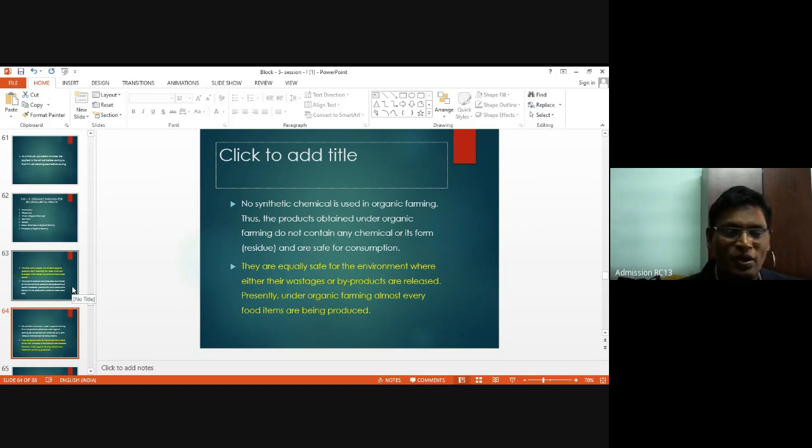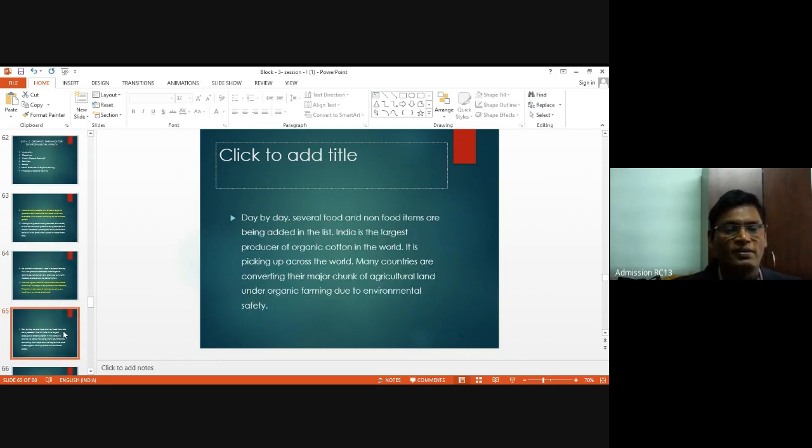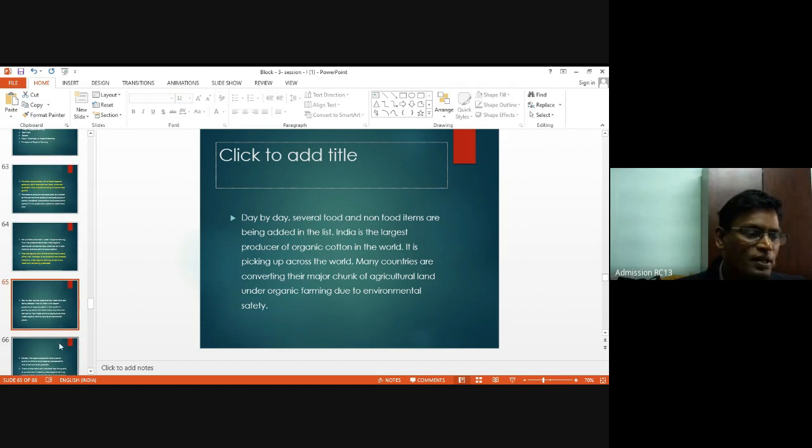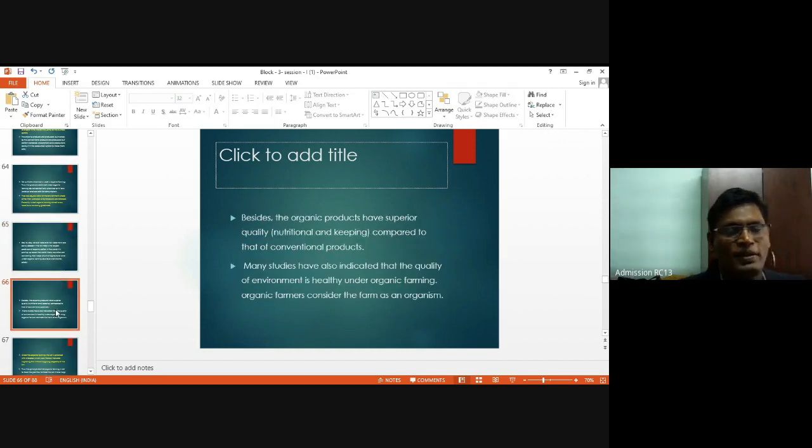Under organic farming, almost every food item is being produced. Day by day, several food and non-food items are being added to the list in organic farming. We can come across many products nowadays coming into the market that are organic in nature. India is the largest producer of organic cotton in the world. It is picking up across the world, right? Many countries are converting a major chunk of their agriculture to organic farming, because environmental safety is considered an important aspect.